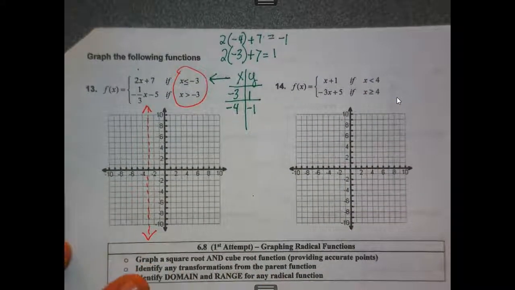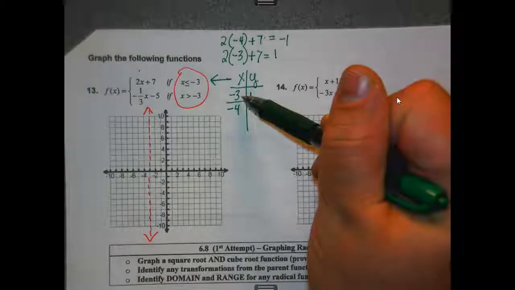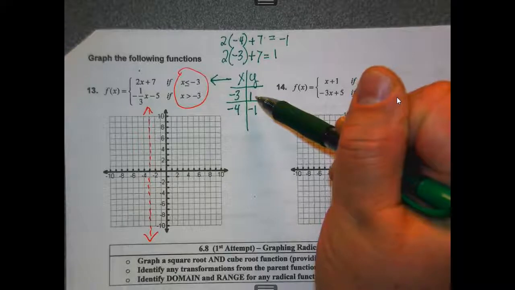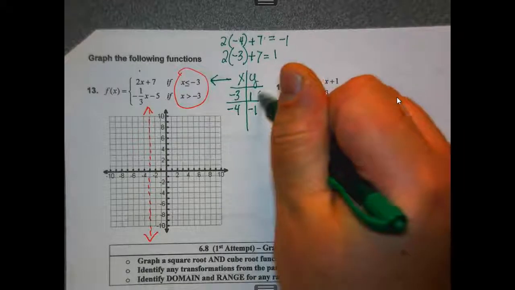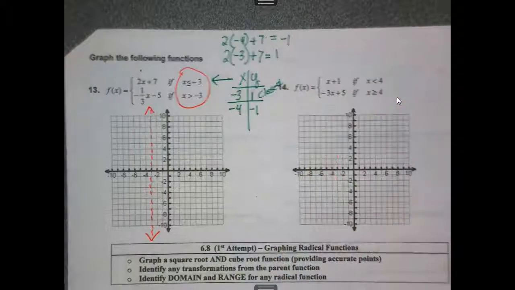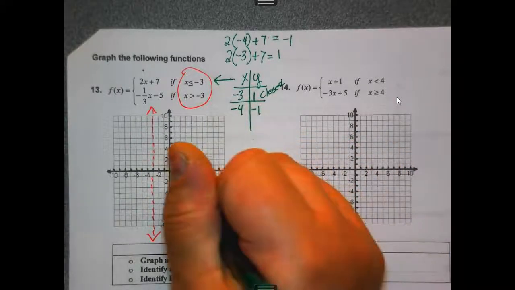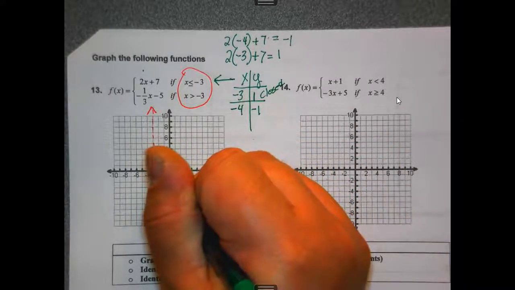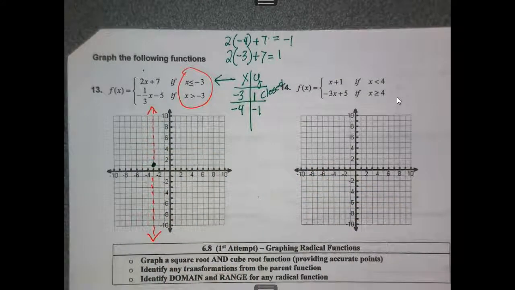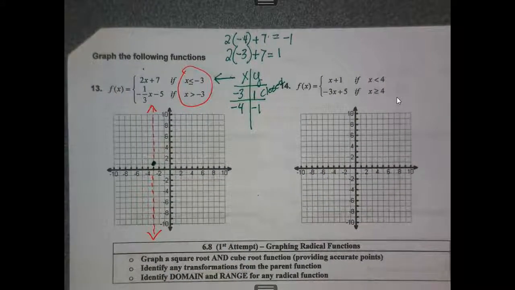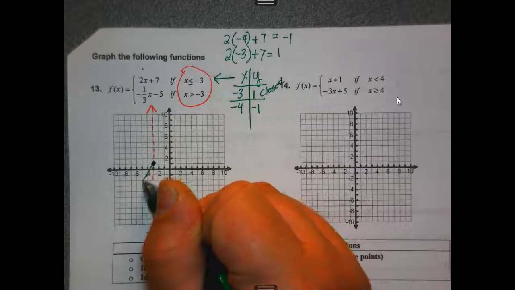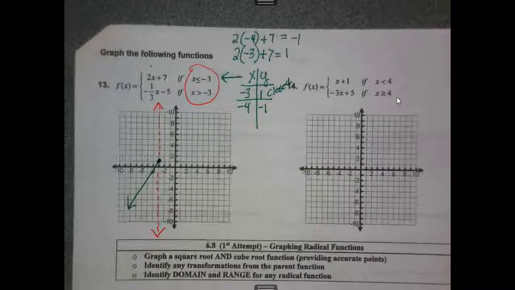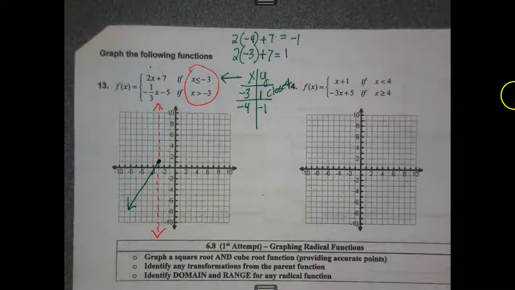Okay, let's plot. Oh, by the way, this first point, negative 3, positive 1. Open or closed circle? Closed. Okay, so negative 3, positive 1 is a closed circle. And then I have negative 4, negative 1. Just a point. Here's my line. Okay, let's graph the other line.